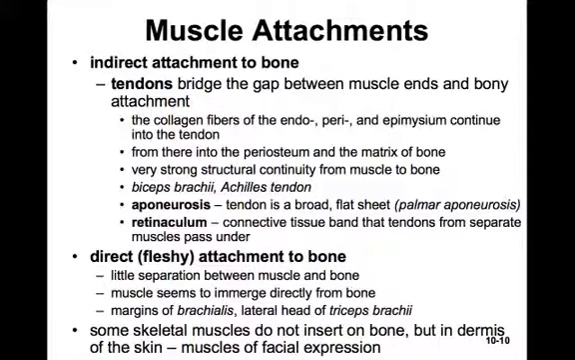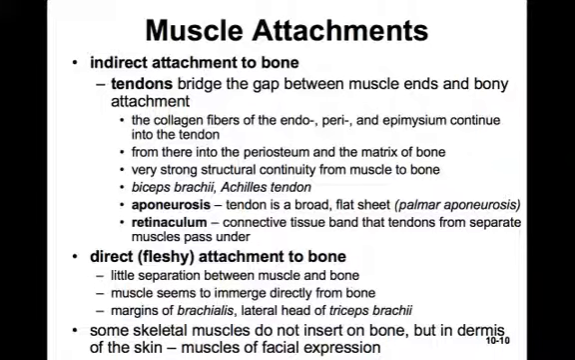There are also aponeuroses. Aponeuroses are broad, flat sheets of tendon. We'll see that in the palmar aponeurosis. And there are also retinaculums. Retinaculums are a band of connective tissue that a bundle of tendons might pass under. The retinaculum acts to hold them all in place. We see one of those around the carpal tunnel in our wrist.